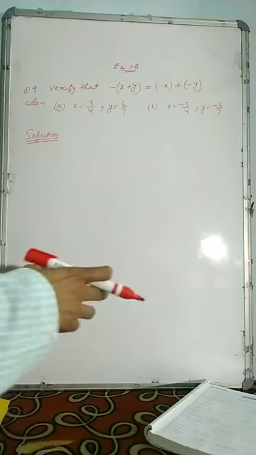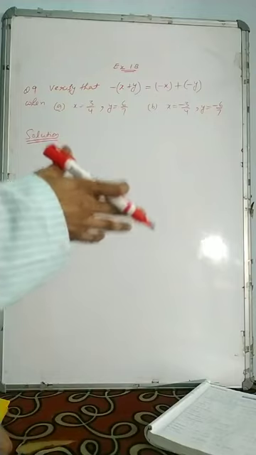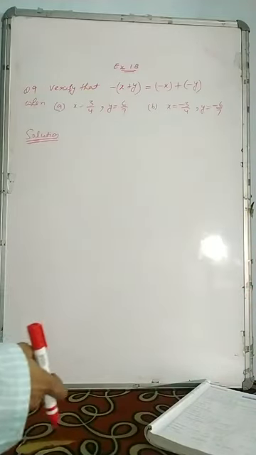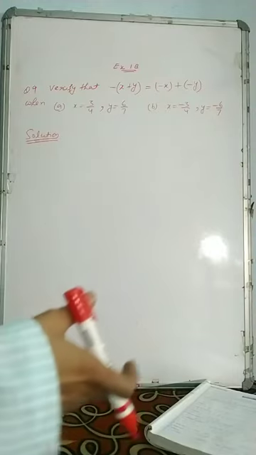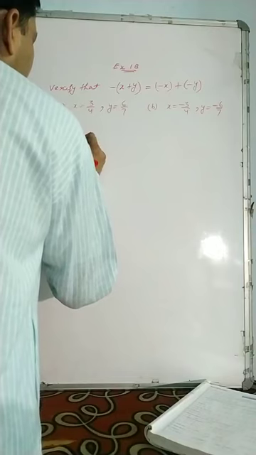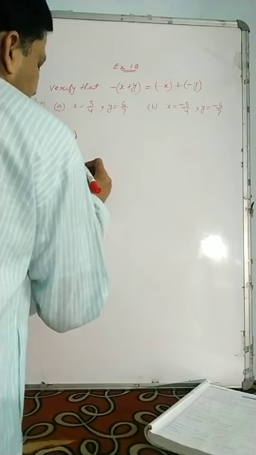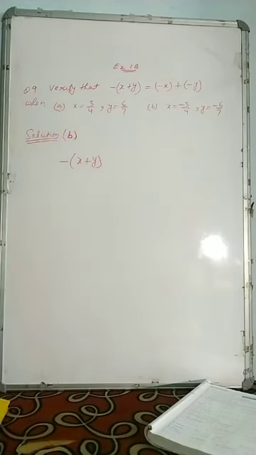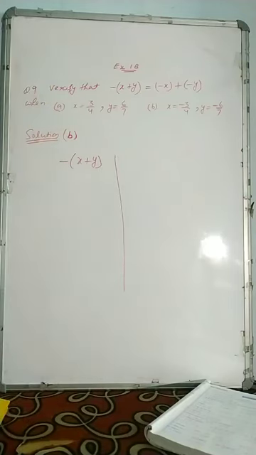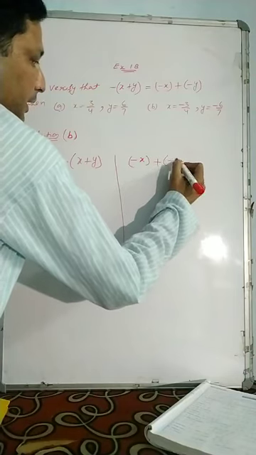Now again, question number 9. Verify that minus in bracket x plus y is equal to minus x plus minus y, and there are two parts A and B, and different values are given for x and y. I am going to solve the B part for you. We will write first of all the left hand side, minus in bracket x plus y. Now draw a partition line, and here on the right hand side we will write minus x plus in bracket minus y.